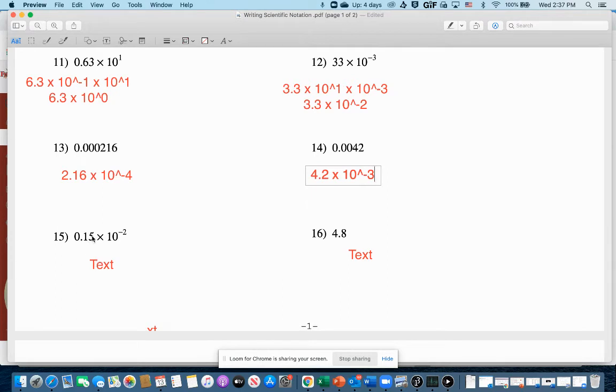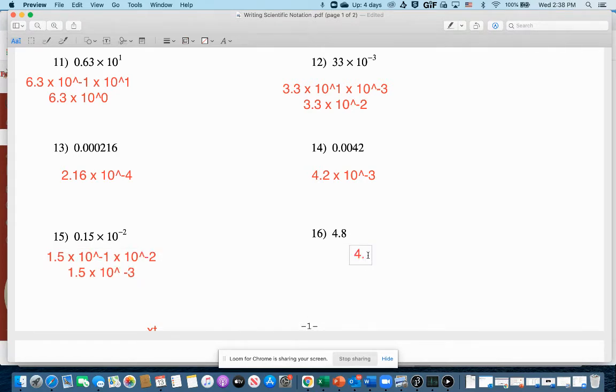0.15. Okay, this is another one where it looks like it is in scientific notation because I have this times 10 to the negative 2, but I'm first going to convert that. So that should be 1.5, so I have this in the 1 spot right here. Times 10 to the, this is smaller than 1, so this should be negative 1, times 10 to the negative 2. Well, I go ahead and add up my exponents right here. That's going to be 1.5 times 10 to the negative 3 here.